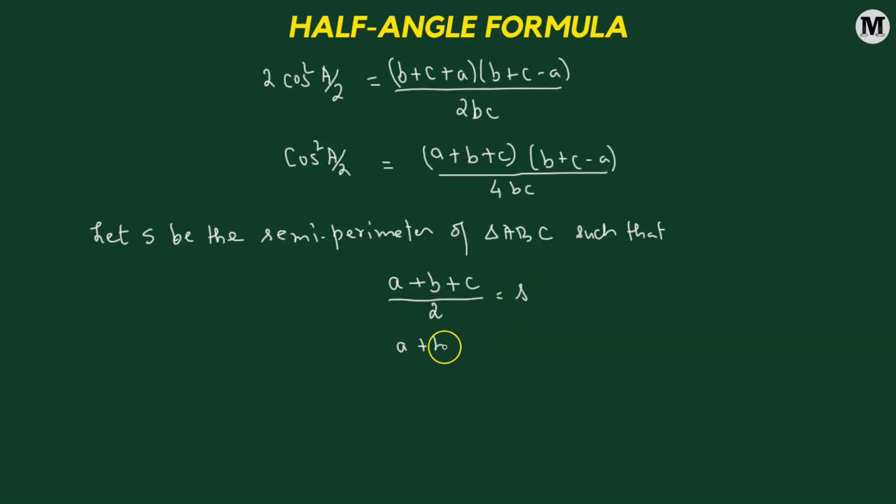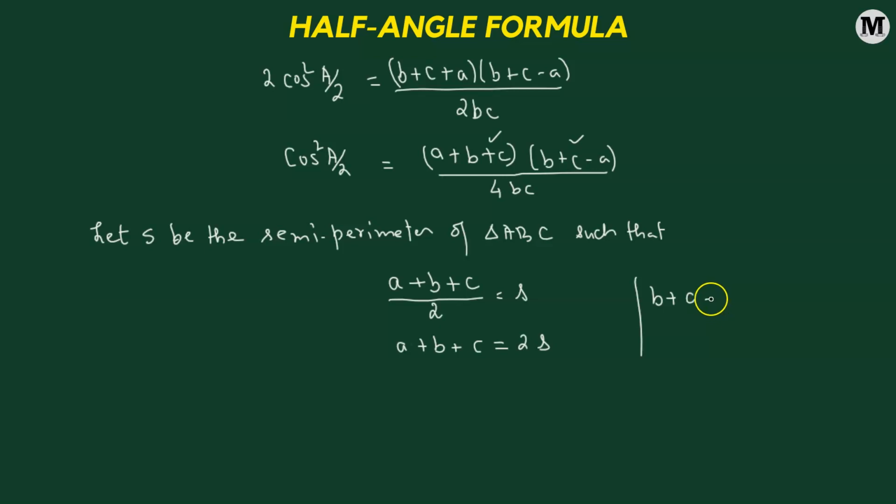Or in other words, we can say A plus B plus C is going to be equal to 2 times S here. We're going to use this to express A plus B plus C and B plus C minus A in terms of S. Okay, let's begin. So here we'll use A plus B plus C, because we can straight away replace it with 2 times S.